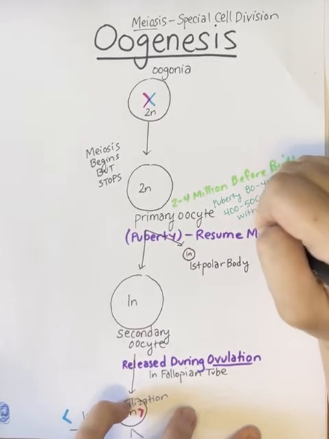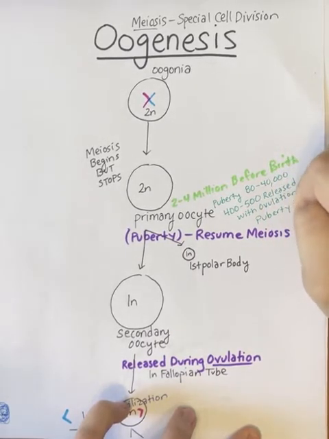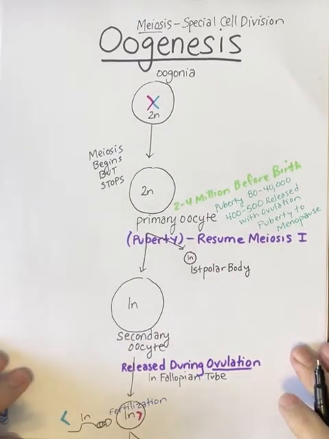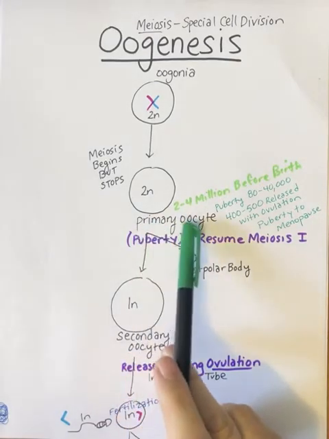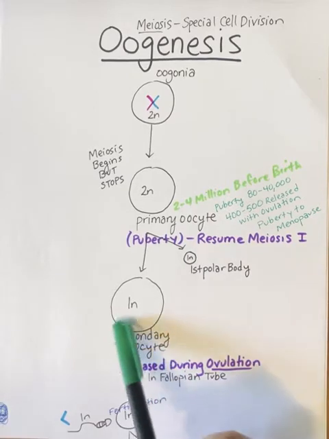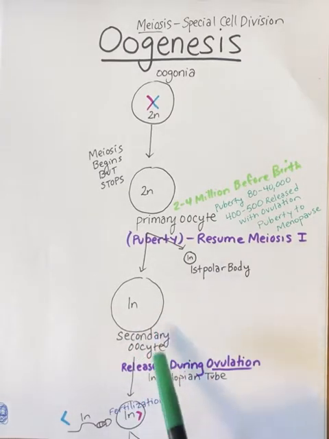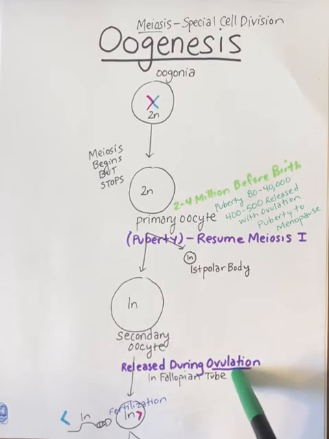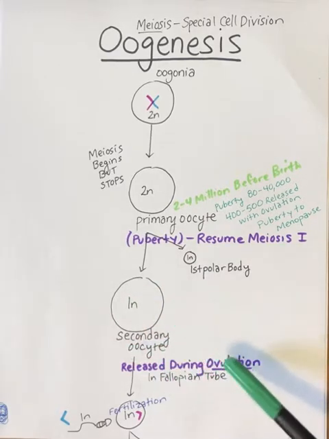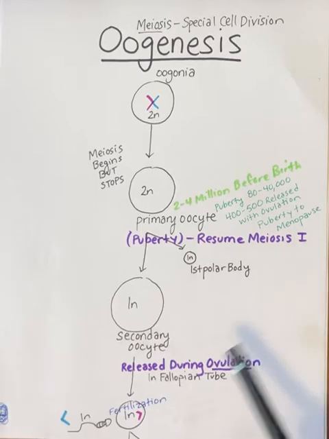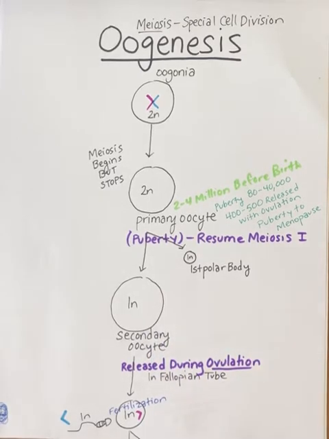And this is going to go from puberty until you hit menopause. Now, every month, this is part of the ovarian cycle, you have 20 to 30 primary oocytes that are going to mature into secondary oocytes, but only one is going to be released during ovulation. If multiple were released during ovulation, that's how you would end up with twins. If you talk about fertility drugs, you're trying to increase the number of eggs that you release during ovulation. And that's one of the things that fertility drugs do.